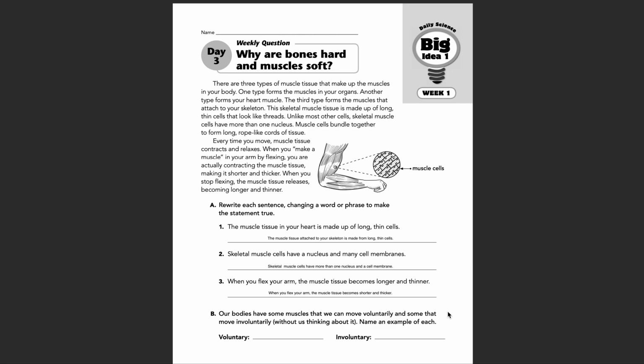B, our bodies have some muscles that we can move voluntarily and some that move involuntarily without us thinking about it. Name an example of each. So voluntarily would be like things that we have to think about moving, whether it's our hand, our neck, our legs.